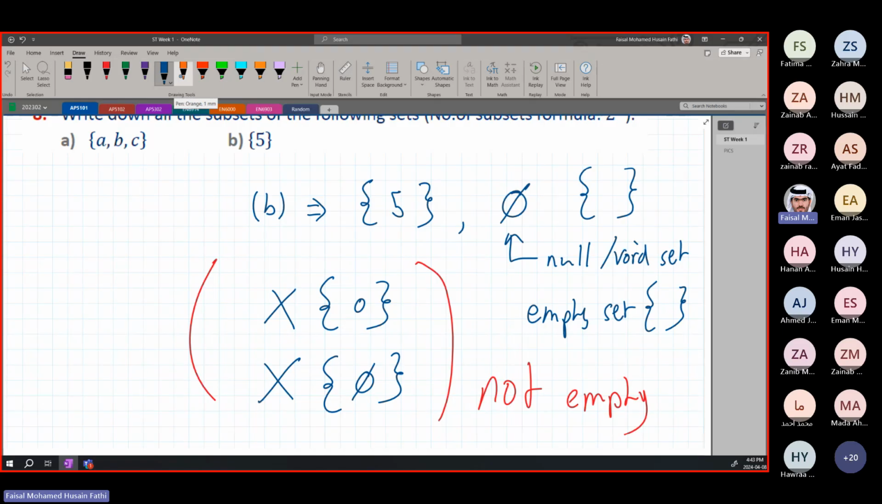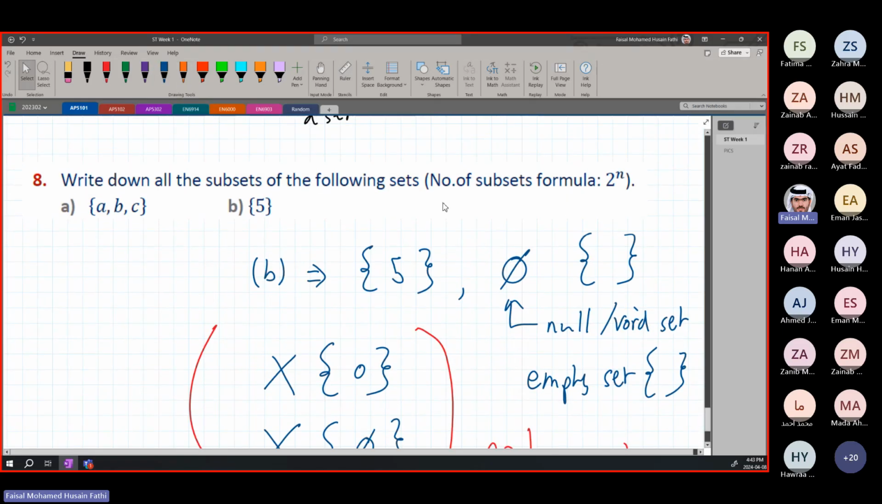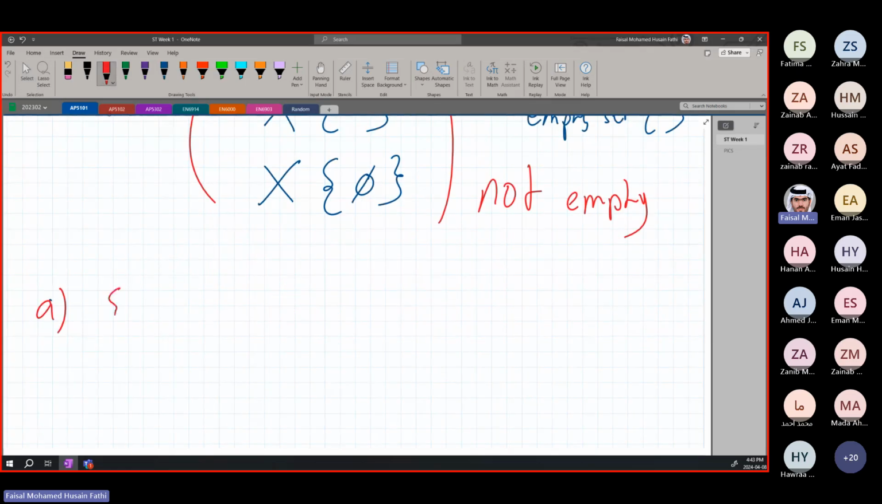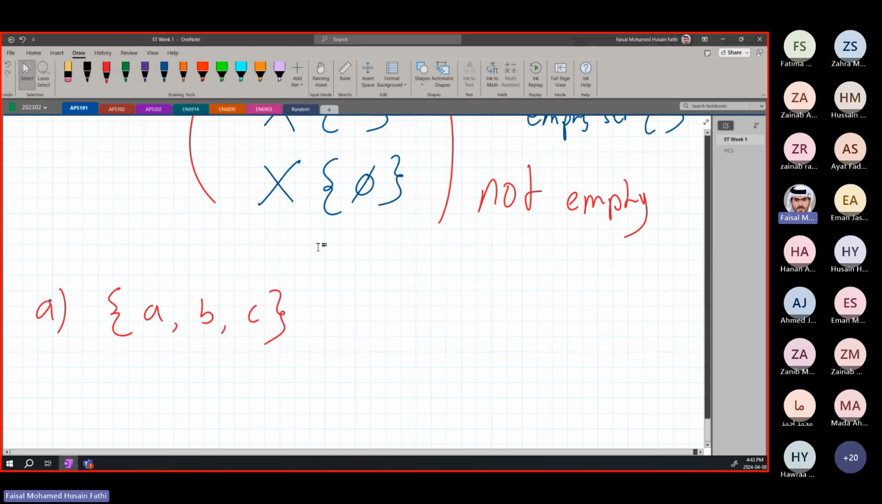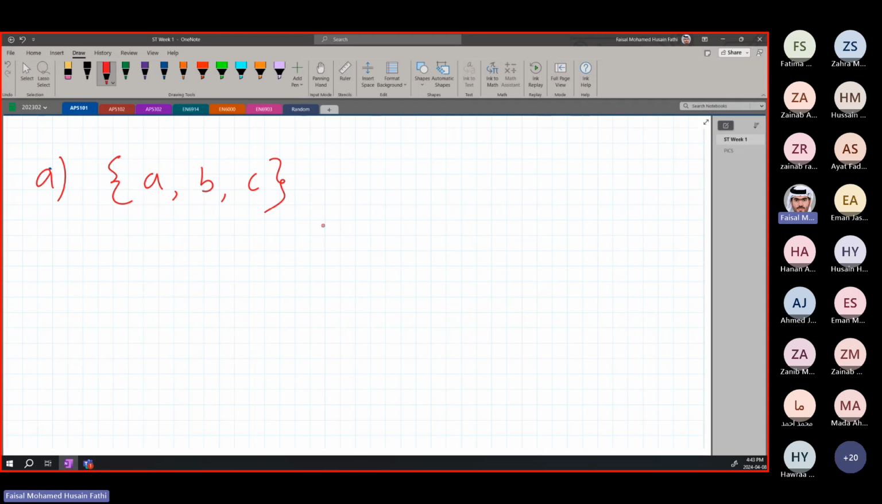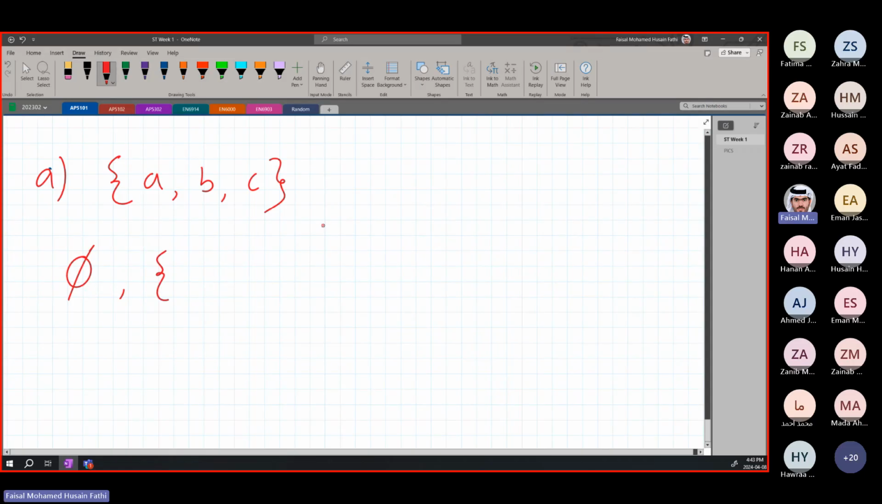So these are all the subsets of the following set. For part A, the set is {A, B, C}. All right. First things first, we will always write phi. This is a subset. A null or empty set, or a void set known as phi, is a part of it. Then we have A by itself.